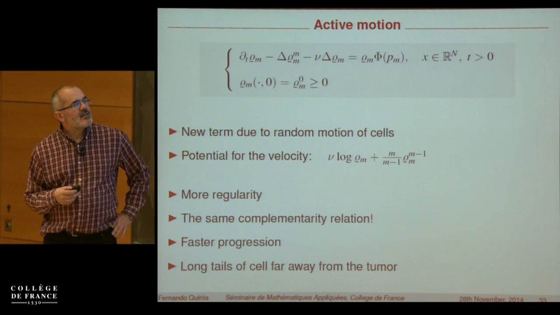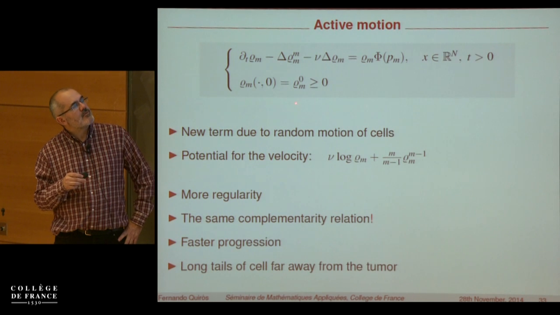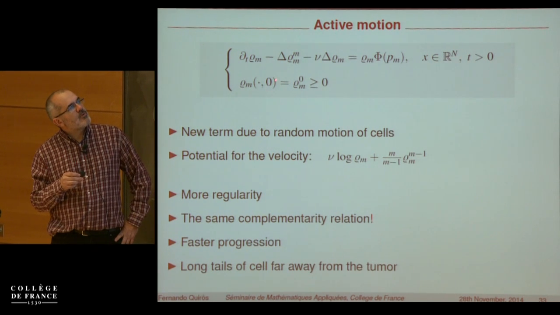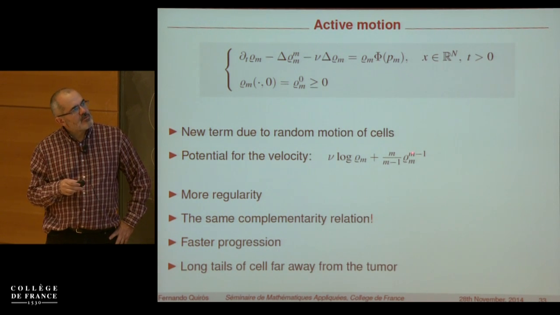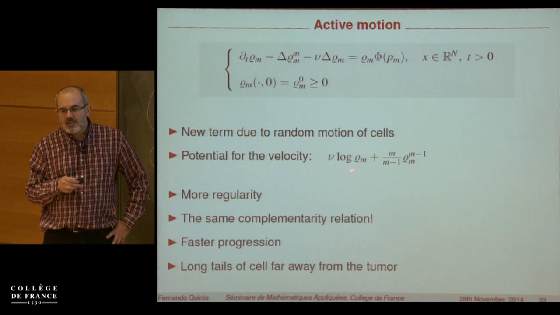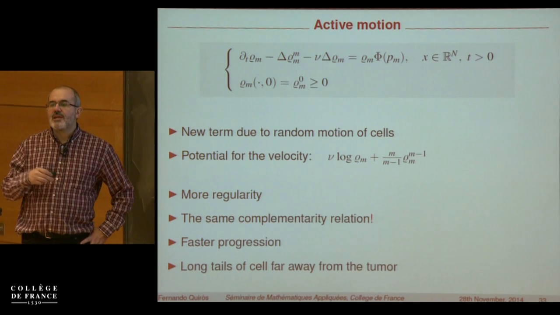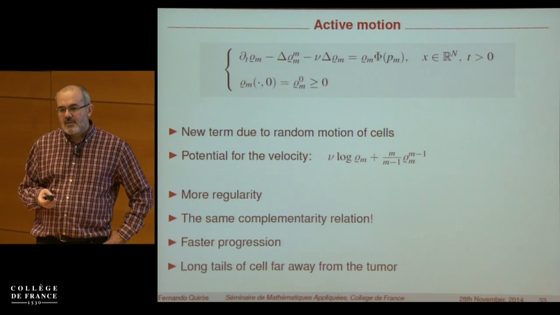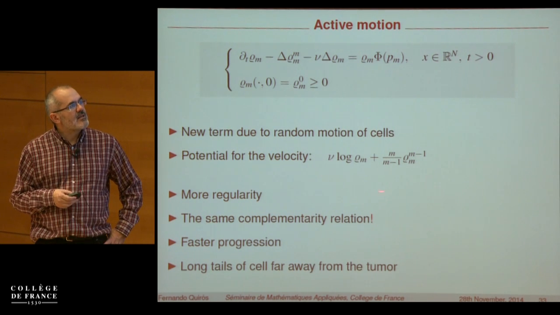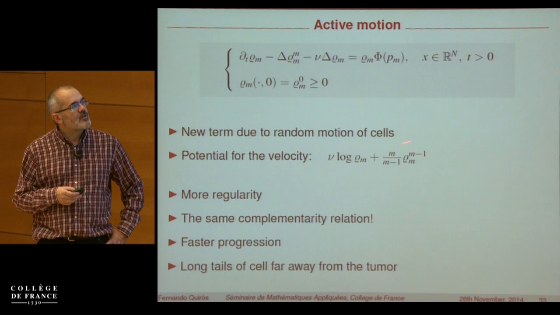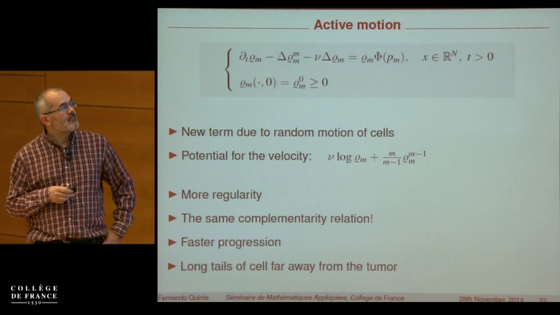There are several issues, but I'm not going to talk in detail about this because I'm running out of time. The thing is that now the potential for the velocity is not the pressure, which is this part. You have to add here a new term that is nu times log rho m. So when trying to get a semi-convexity estimate, you will get an estimate involving this quantity, not only this part. And of course, we'll have to add the phi at some place.